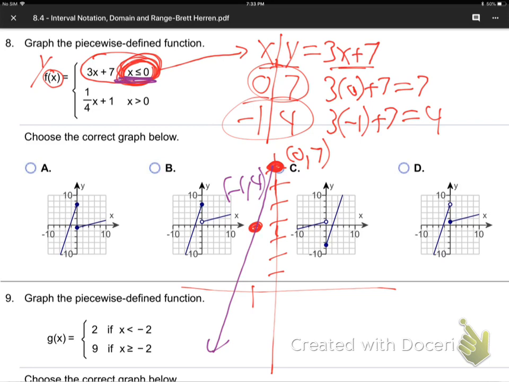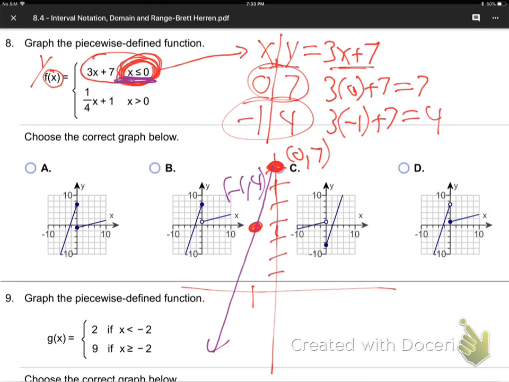Okay, now, so that's the first piece. So I'm looking at, it's either A or B, huh? We already know it's either A or B. Those are the only two that have the correct left piece of line, don't they? A or B. C and D are crazy.